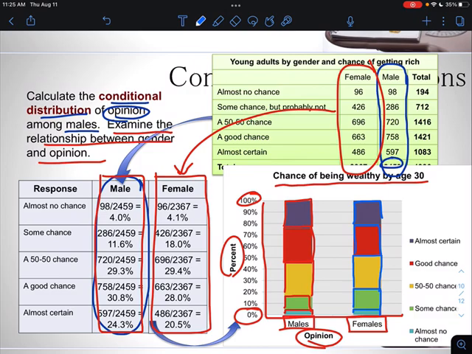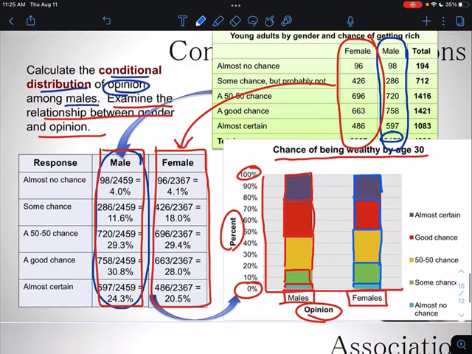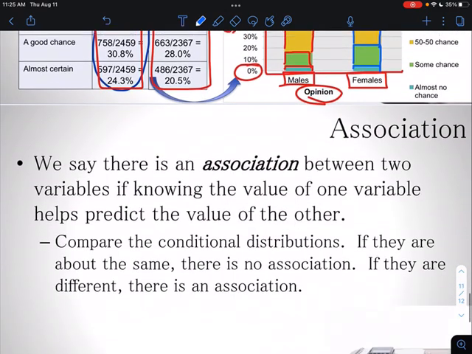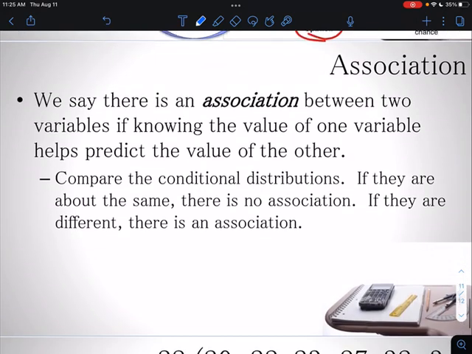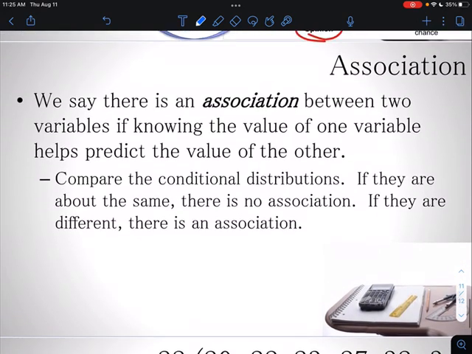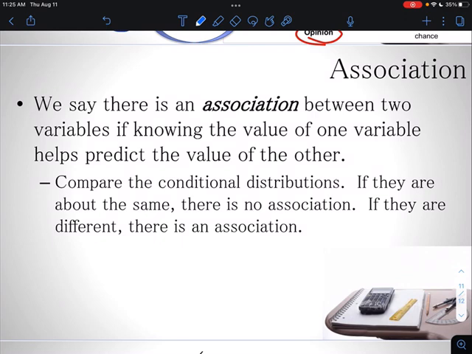Now from there, what you're going to be doing is using those graphs to look for an association. So we're going to scroll down here real quick, and then we'll go back up and take a look at that. It says there's an association between two variables if knowing the value of one helps predict the value of the other. Basically, if there are differences in the conditional distribution, it means that there is some sort of association.